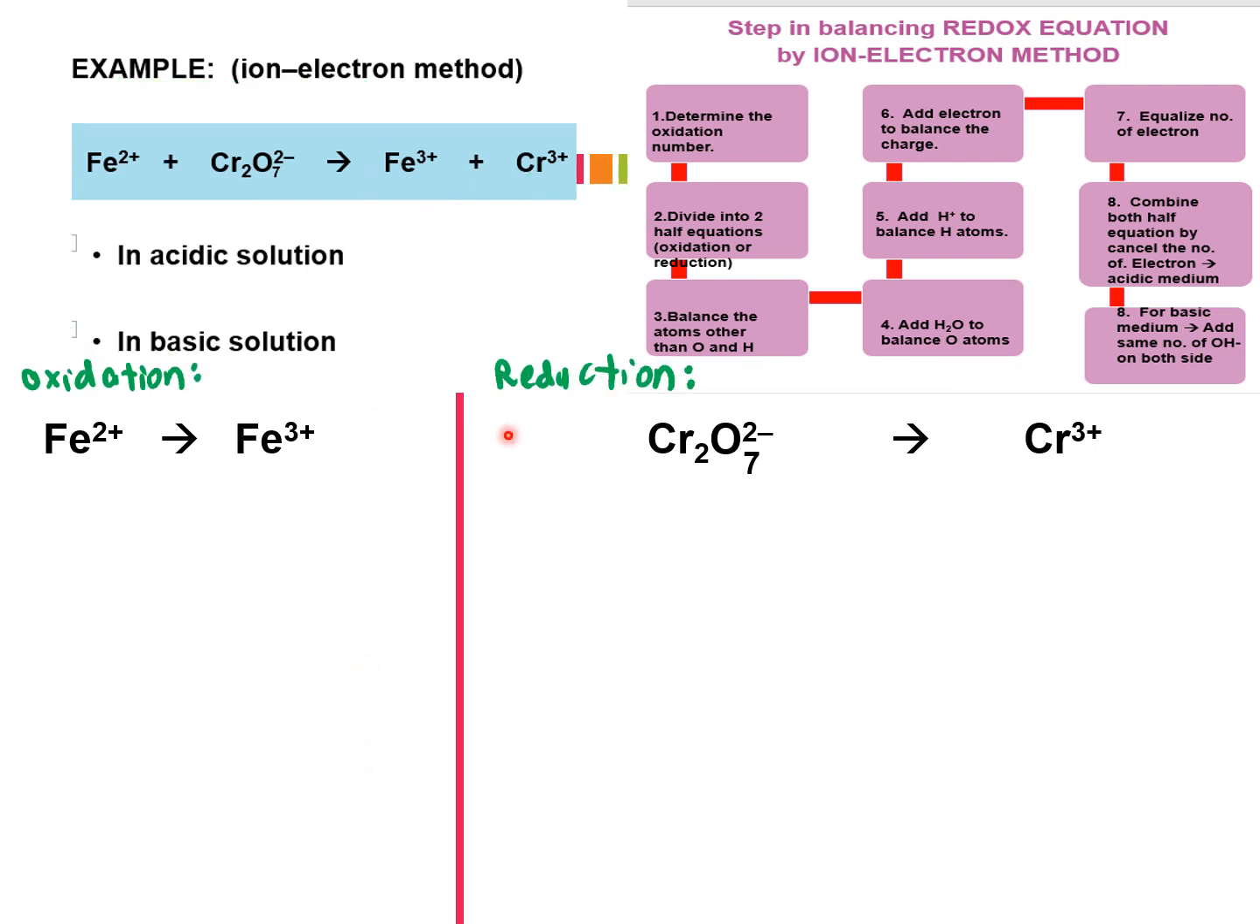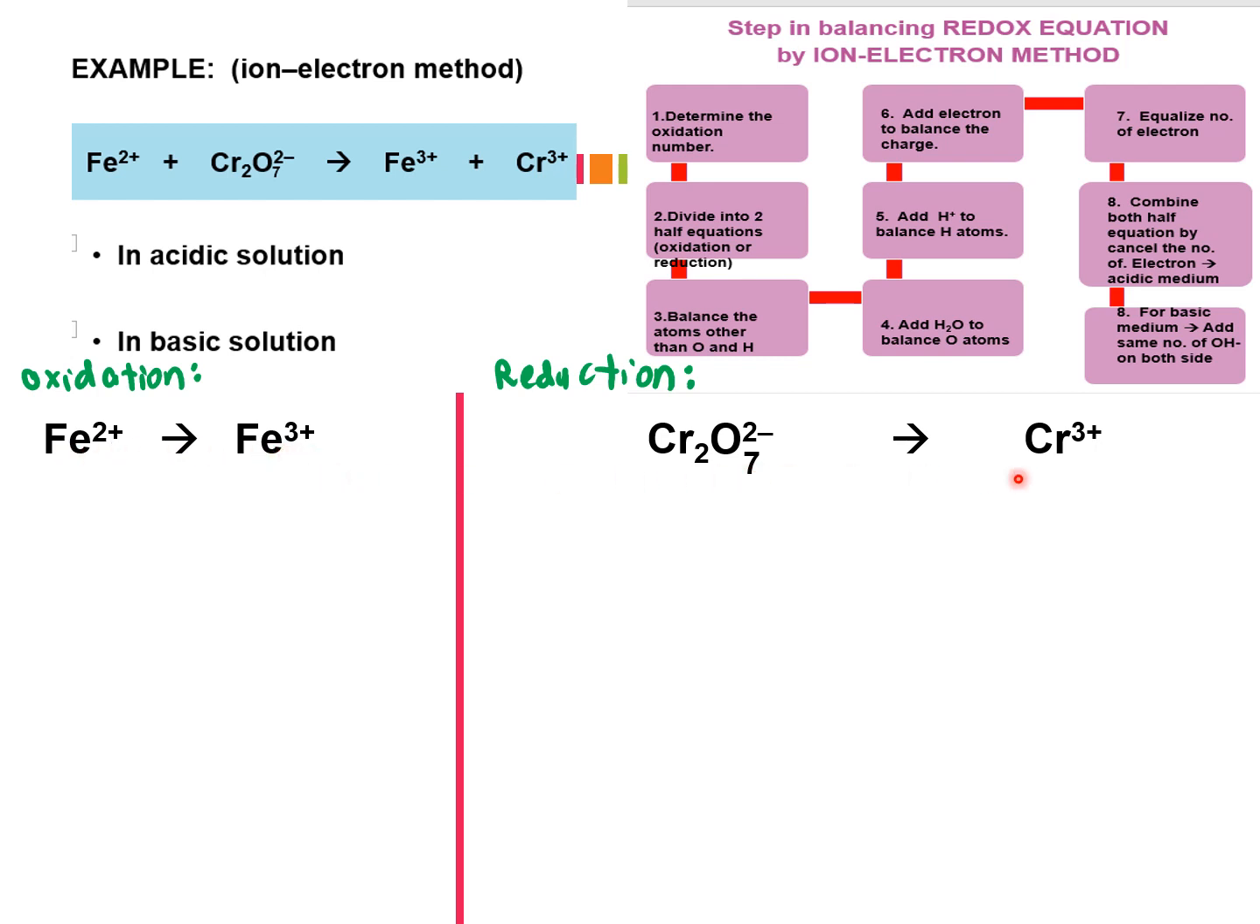Alright, so we proceed with the third step after we divide into two half equations, oxidation and reduction, based on the oxidation number. So, the third step in the flow chart: balance the atoms other than oxygen and hydrogen. For example, the first half equation, Fe2+ on the left side 1 mole, Fe3+ on the right side 1 mole. So, the elements are balanced on both sides. No need to add any coefficient on this equation.